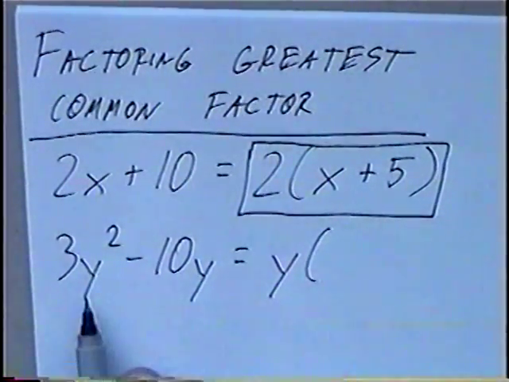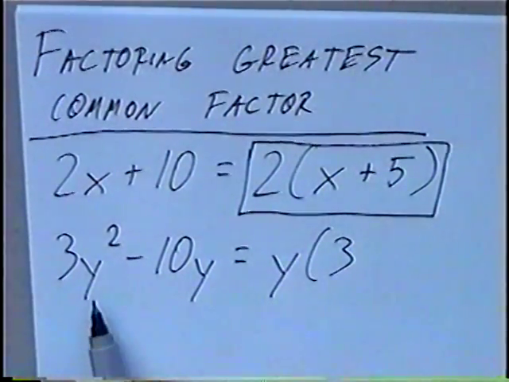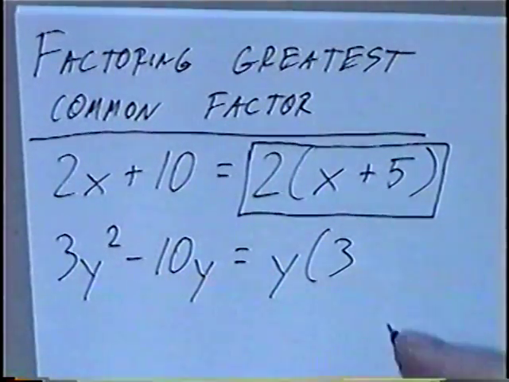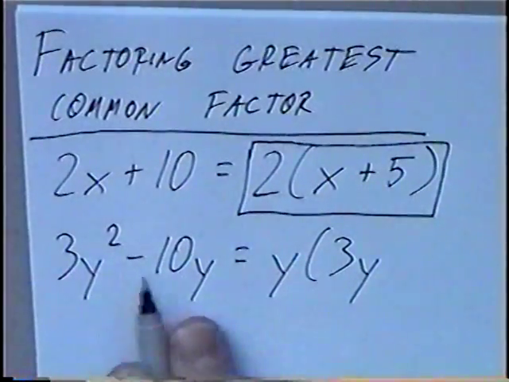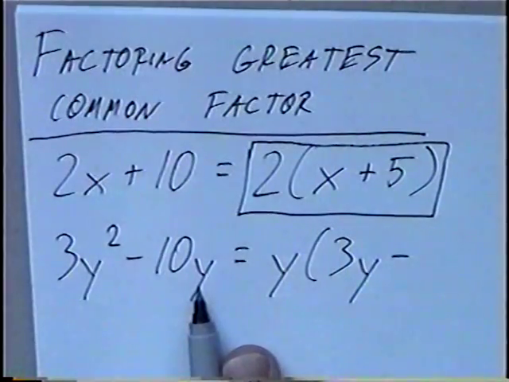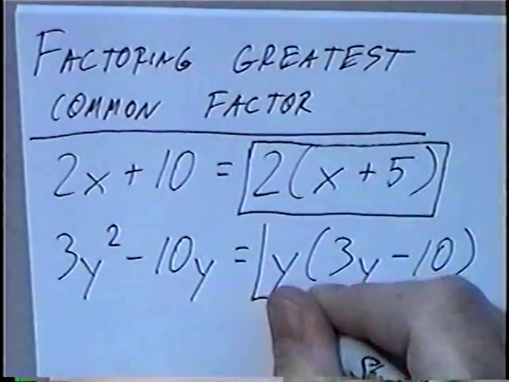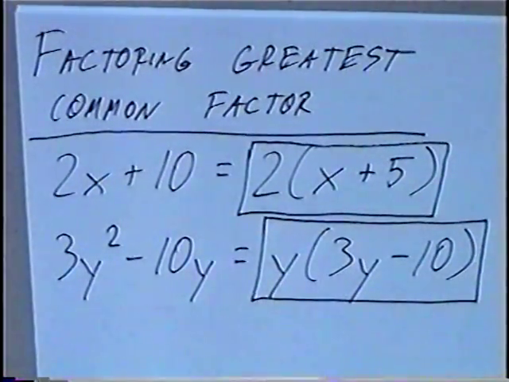Open parentheses, taking a y out from the first term, the 3 would remain the same. Y squared means we have two y's, so if we factor or divide out a single y, we'll be left with 3y for the first term. Minus sign would stay the same. And again, taking out a y or factoring a y, we'll be left with 10. So our final answer would be y, and in parentheses, 3y minus 10.